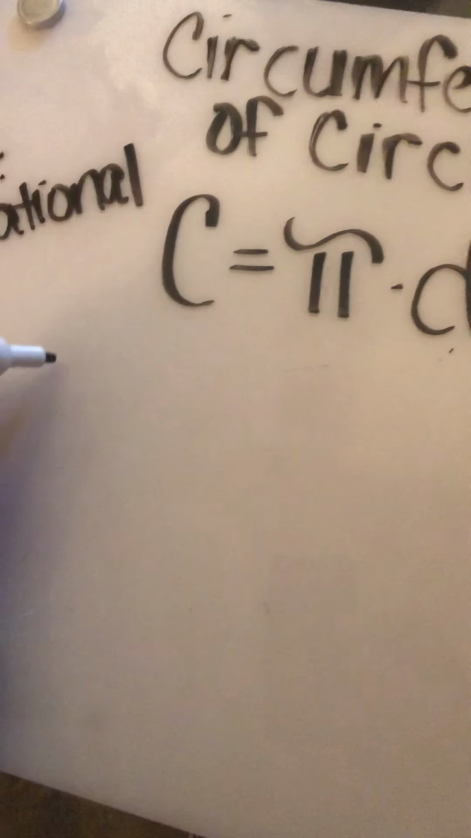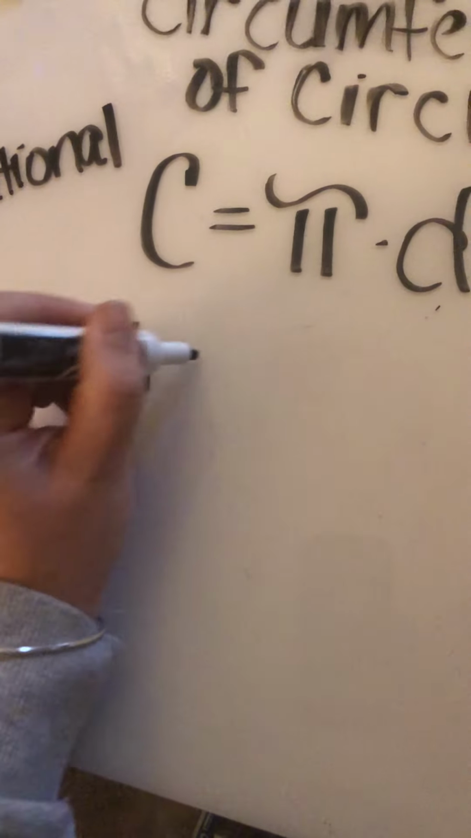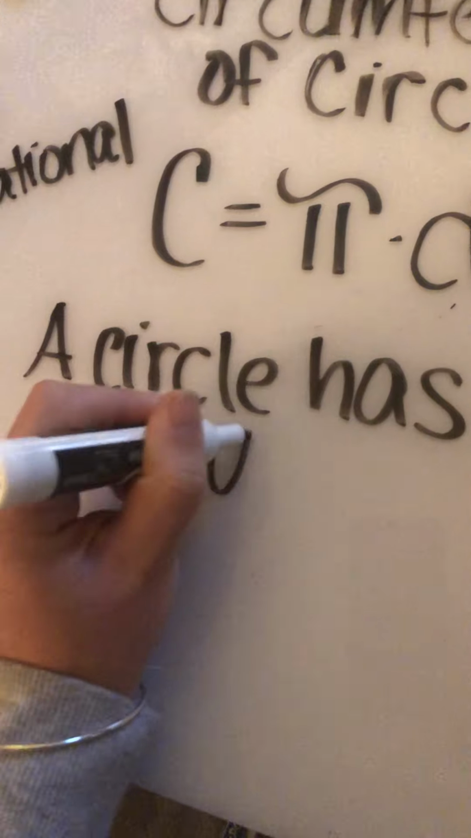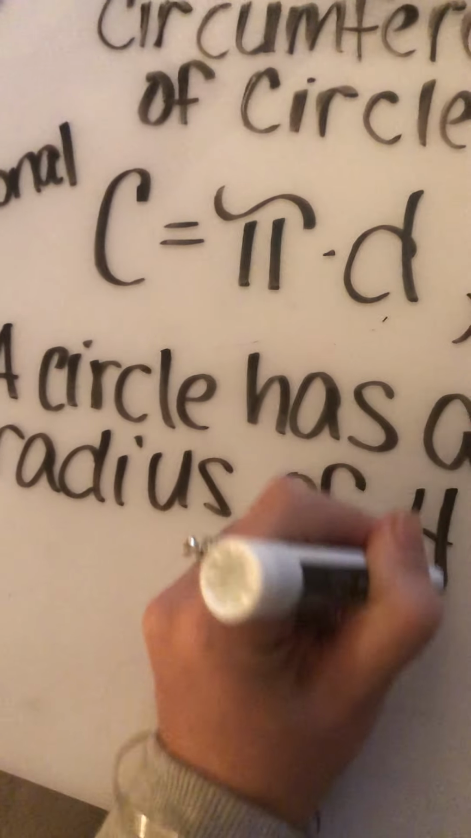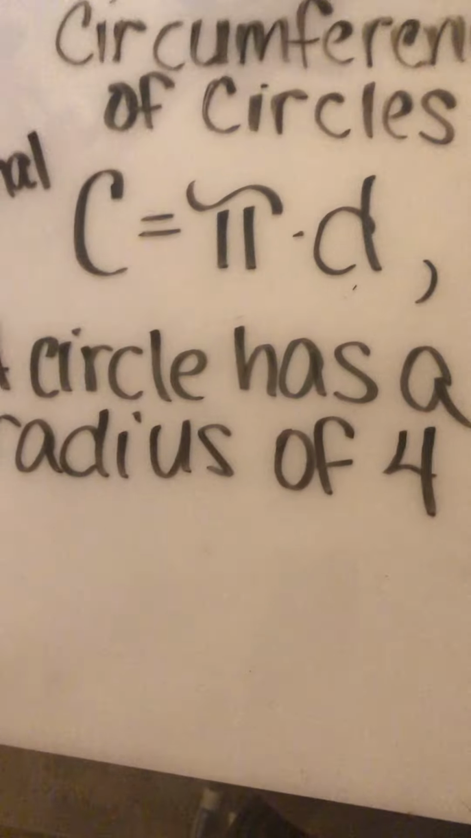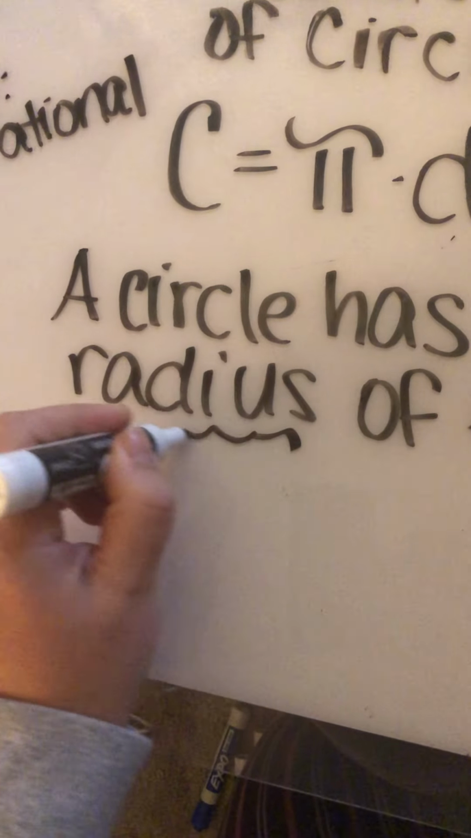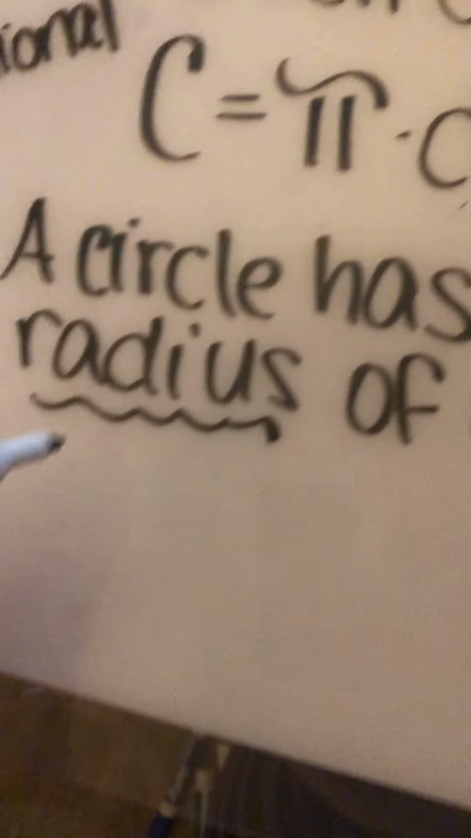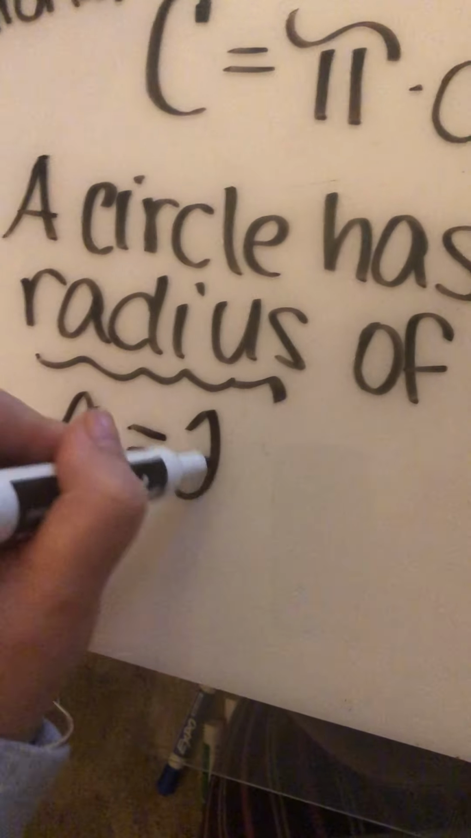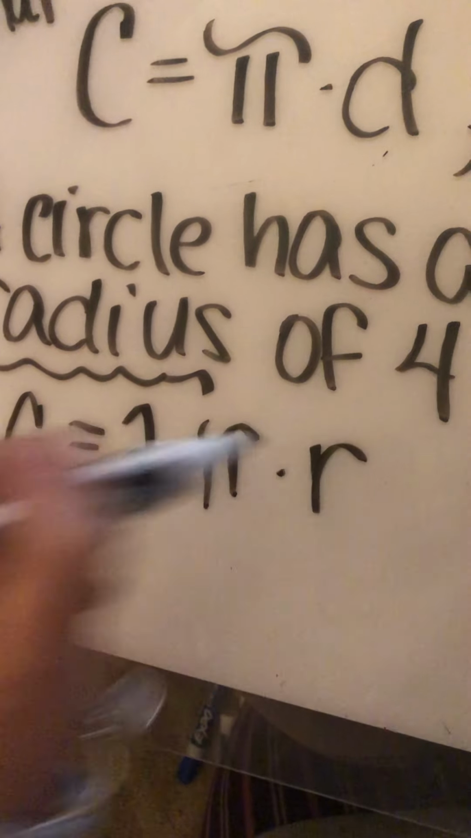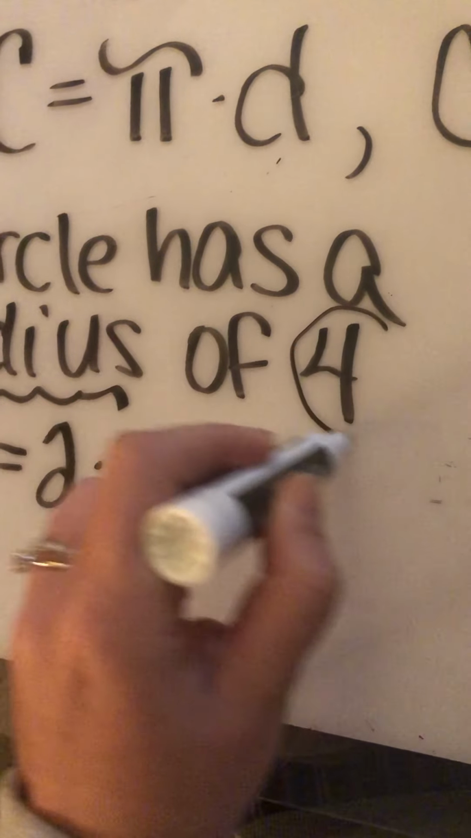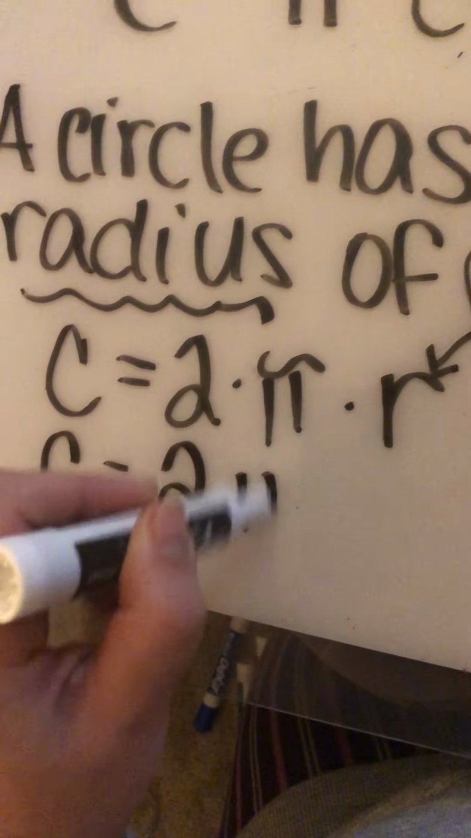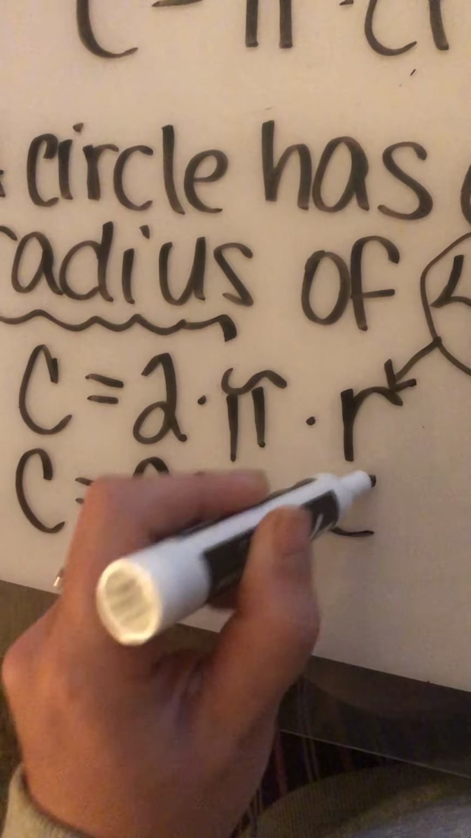If we were told that a circle has a radius of 4, well, now I know that, since it's giving us a radius, I'm going to use the formula that has radius already in it. So I'm going to rewrite my formula. C equals 2 times pi times r, and I'm going to plug in 4 where I see r. So I'm going to do C equals 2 times pi times 4.